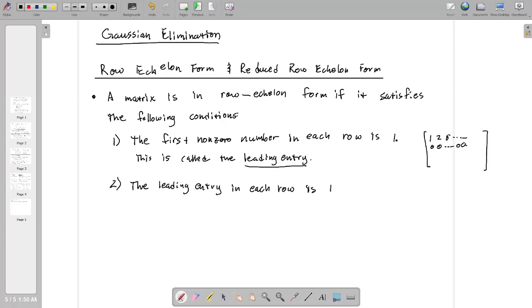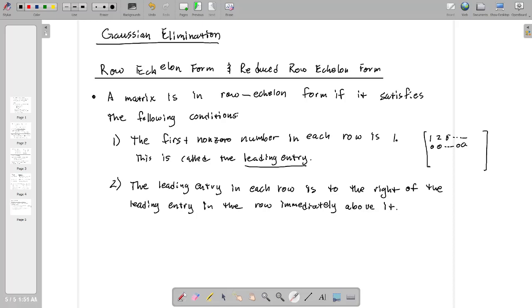2. The leading entry in each row is to the right of the leading entry in the row immediately above it. So here, if we have something that looks like this, say 1, 2, 3, 4, 0, 1, 2, 4, and then 1, 3, 5. Something like this. These are just random numbers. Here, each leading entry is correctly a number 1. So it fits this first property.